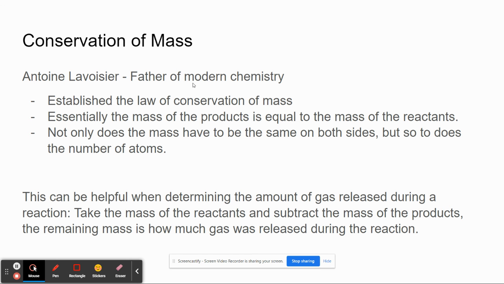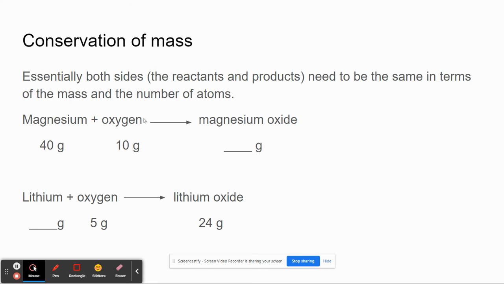It's science. So we're just changing the way things look a little bit, but we still have the same atoms, same number of atoms. We still have the same mass. It's not abracadabra, poof, it's gone. It's just converted from one form to another. It's just changed. And so essentially both sides are the same. So you have the mass and the number of atoms.